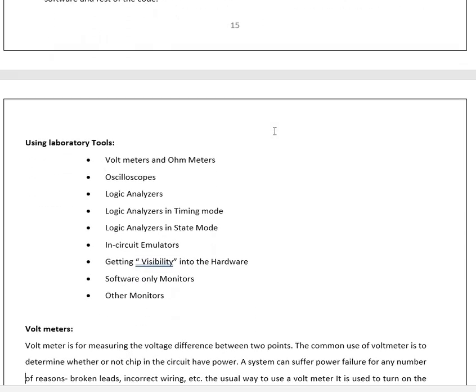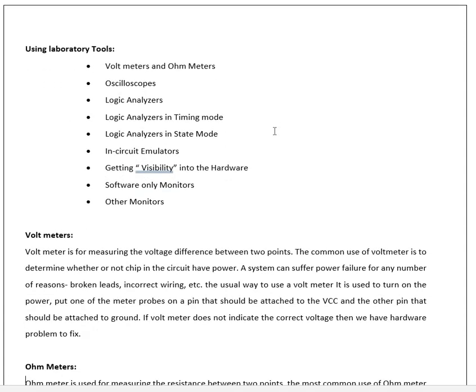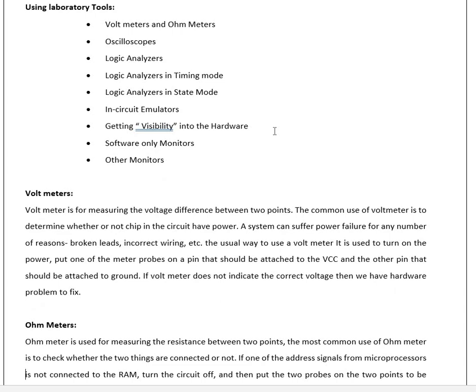And next, we shall discuss various laboratory tools that are used for debugging. The first tool is the voltmeter. A voltmeter is used for measuring the voltage difference between 2 points. The common use of a voltmeter is to determine whether or not the chip in the circuit has power. The system can suffer power failure for any number of reasons: broken leads, incorrect wiring, etc.